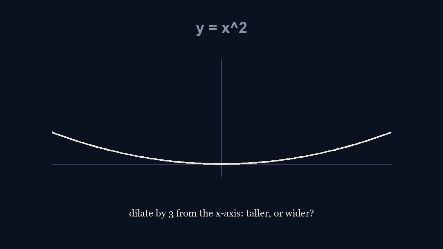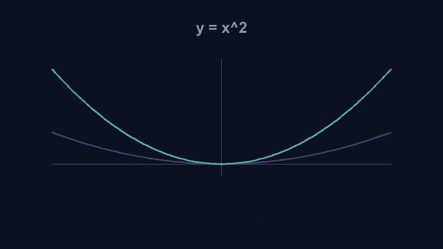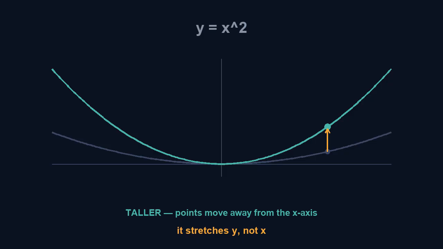Quick 1. Dilate this graph by a factor of 3 from the x-axis. Does it get taller or wider? Lock in your guess. 3, 2, 1. Taller. From the x-axis means every point moves away from the x-axis, straight up or down. It stretches the y values, not the x values. The name feels backwards, but it's describing which axis the points are moving away from.